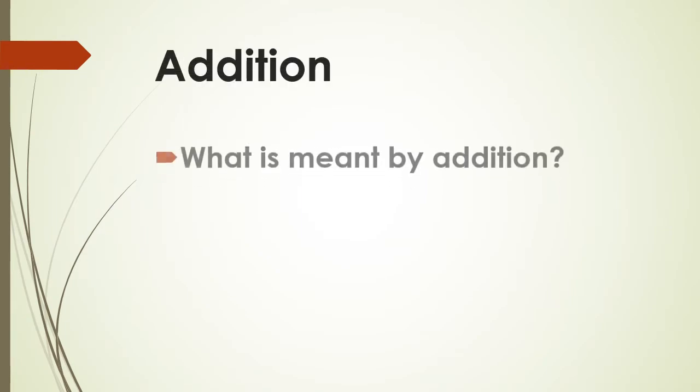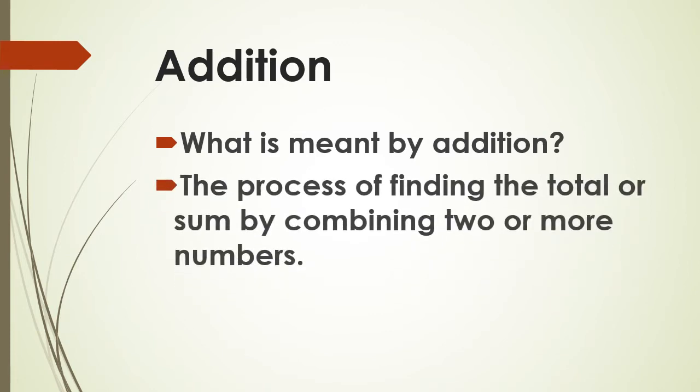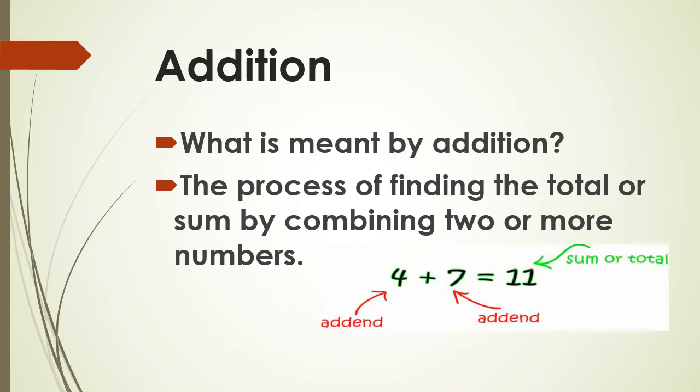Addition. What is meant by addition? The process of finding the total or sum by combining two or more numbers. So when you combine any two or more numbers, we will get the result, which is the sum or total. Let's take an example. 4 plus 7 is equal to 11.